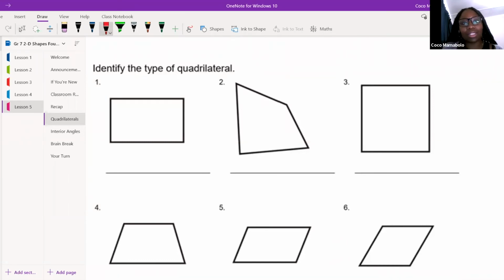I'm seeing Sila already telling me that number one is a rectangle. Who can tell me what number 2 is? Number 1 is a rectangle. Number 3 is a square. Why did everybody skip number 2? Because nobody knows what it is. Everybody's looking at me like, ma'am, what is it?